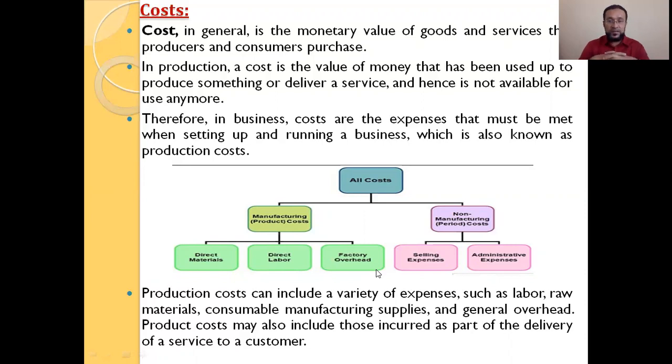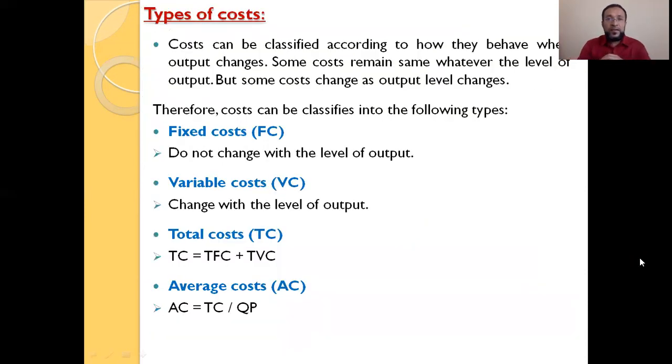That means production cost can include a variety of expenses such as labor, raw materials, consumable manufacturing supplies, and general overhead. Product cost may also include those incurred as part of the delivery of a service to a customer. So these all together are called the cost of the business. Now let me show you different types of cost or production cost.